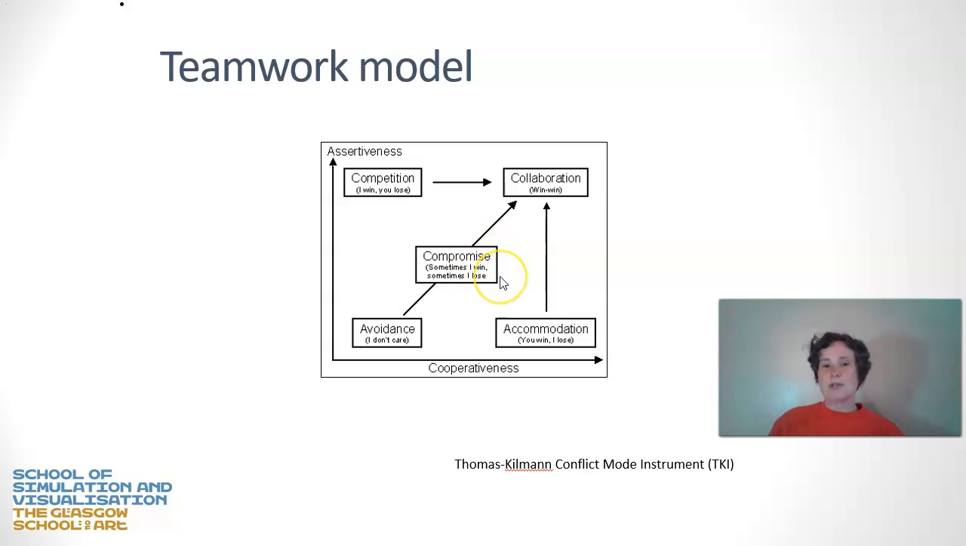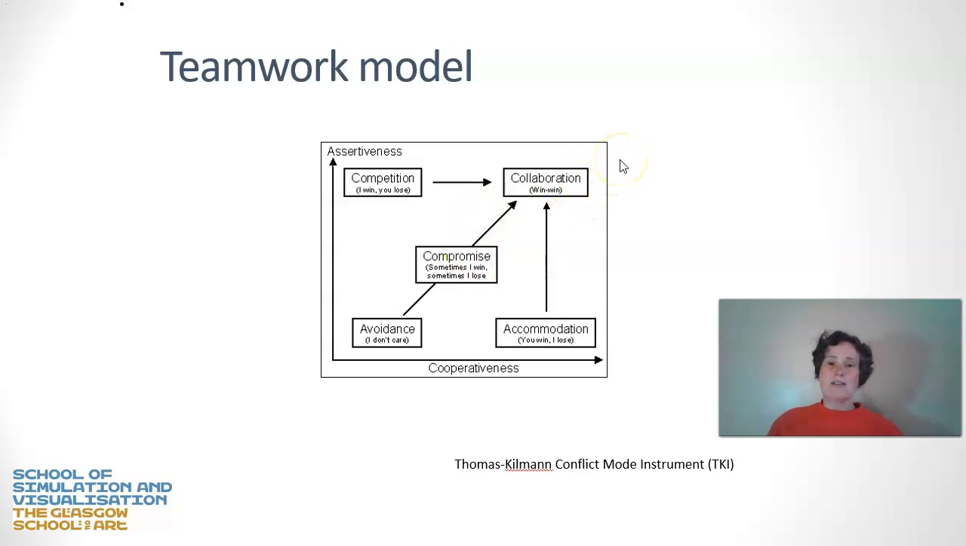Now, there is another mode here in the middle, which is compromise. This isn't true collaboration, but sometimes perhaps you're going to need to end up in this mode, compromising. So perhaps there's something that you desperately want to happen, but the other members of the team don't. So you might have to compromise, which is moderately assertive and moderately cooperative. So what we're hoping is that your teamwork in GSA is in either one of these two modes.